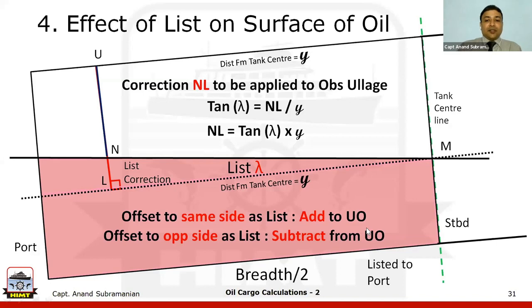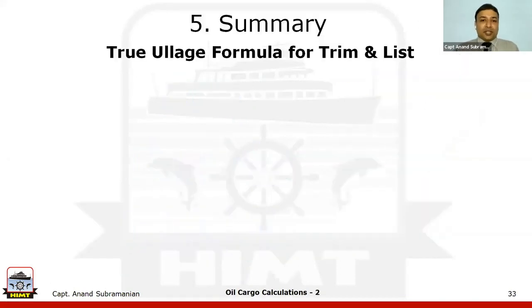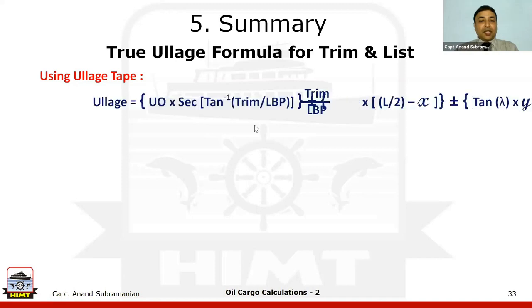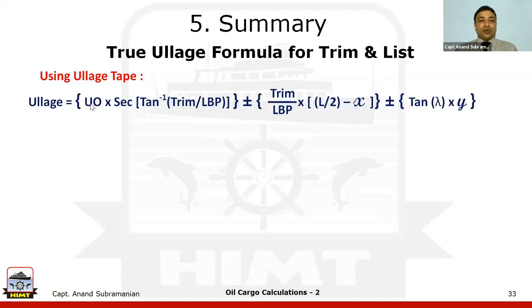The long equation. Then we'll come to know from where this is to be subtracted from. So now the calculation, in case you're using an ullage tape, now we are going to apply both list and trim. Okay. So the ullage is UO into secant of, see now this is tape correction.